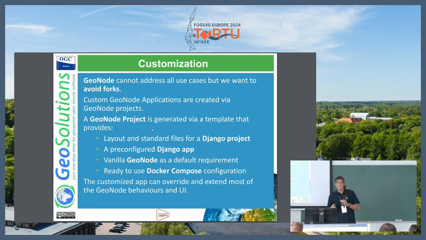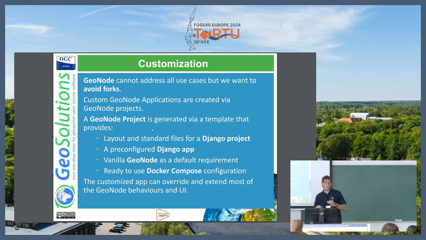There is the GeoNode project. It's a template which creates a Django project in which your application can override most of the GeoNode stuff. So using a GeoNode project, you can improve and enlarge the model. You can change the user interface. You can change the plugins of MapStore. And you can add whatever you want in the user interface, always keeping GeoNode as the basic engine.